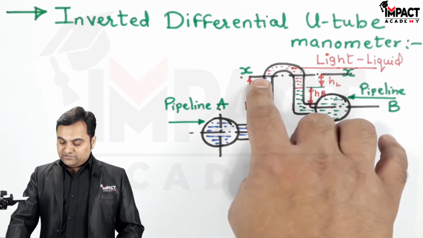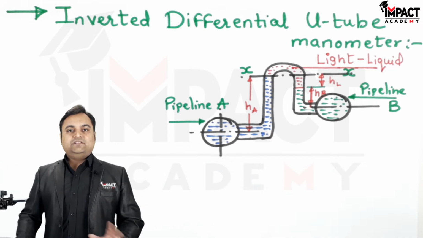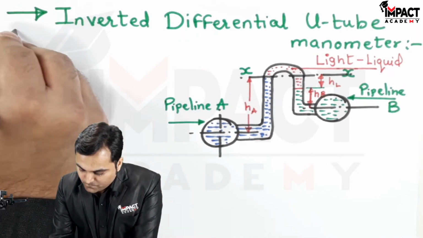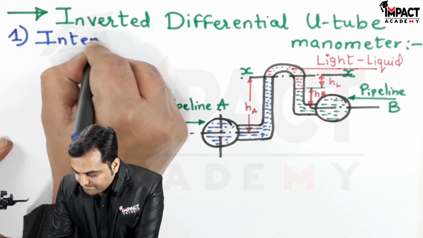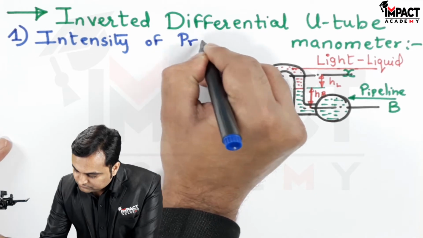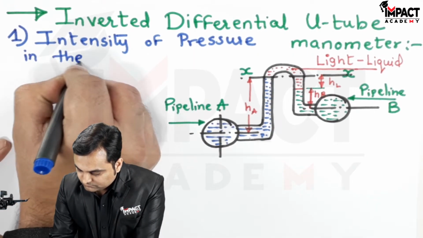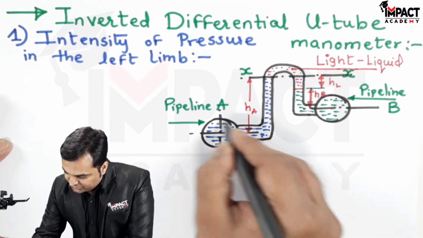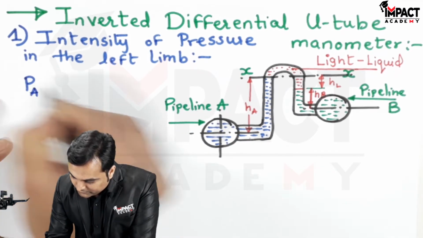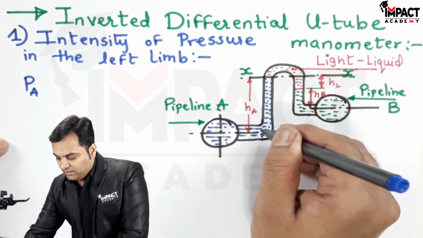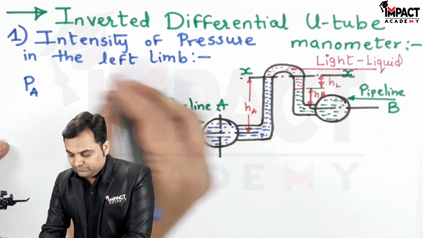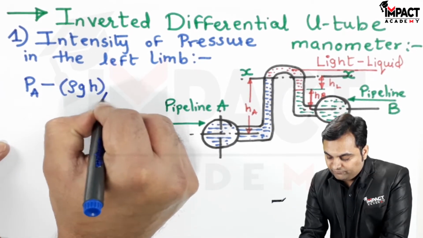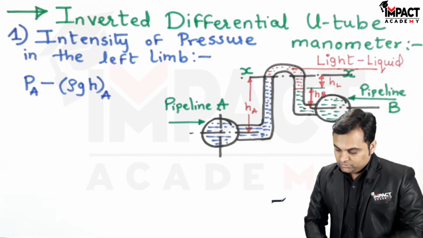So I'll write the intensity of pressure exerted on this section XX, because we are going to balance both sides of the manometer in order to find the difference in pressure, starting with the left side. The intensity of pressure in the left limb is the pressure in pipeline A, PA. Then, since this liquid is rising against gravity in case of an inverted differential U-tube manometer, we have to write a negative sign, then rho g h of fluid A or liquid A. That would be the first equation.